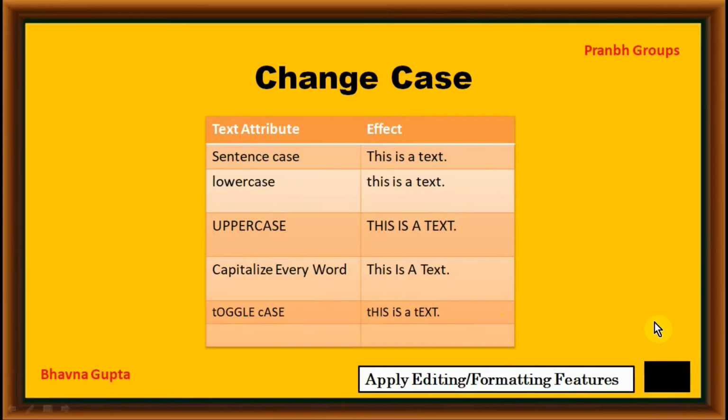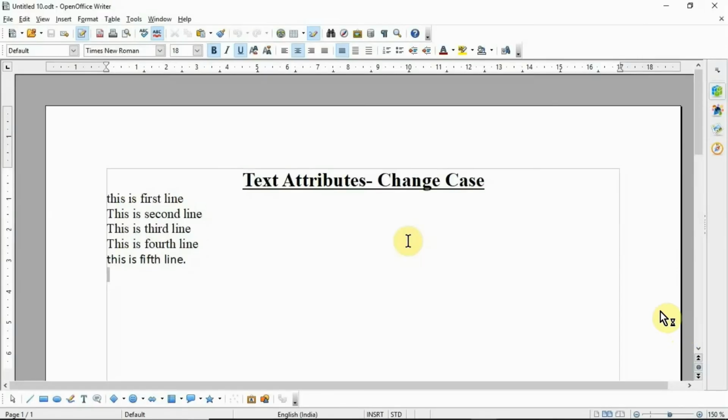And next topic is change case. Here are five types of cases. First one, sentence case, which is the default case. Second, lower case. Third, upper case. Fourth, capitalize every word, and fifth one, toggle case. Let's do the practical and see how to apply cases in a document.